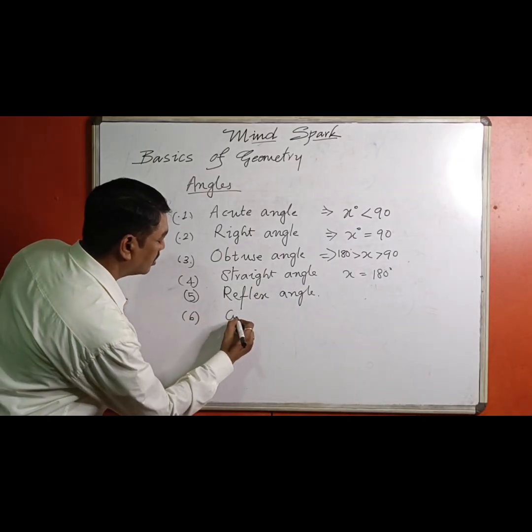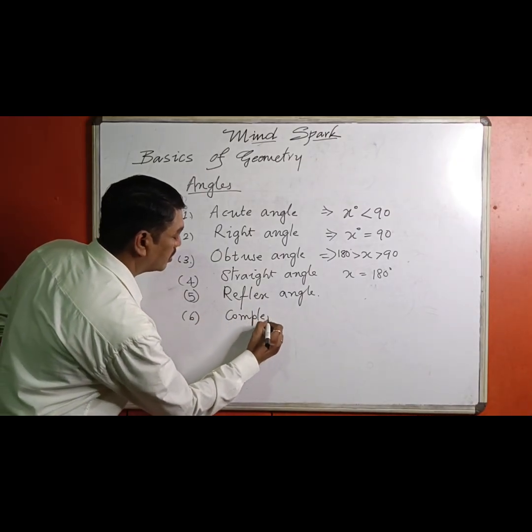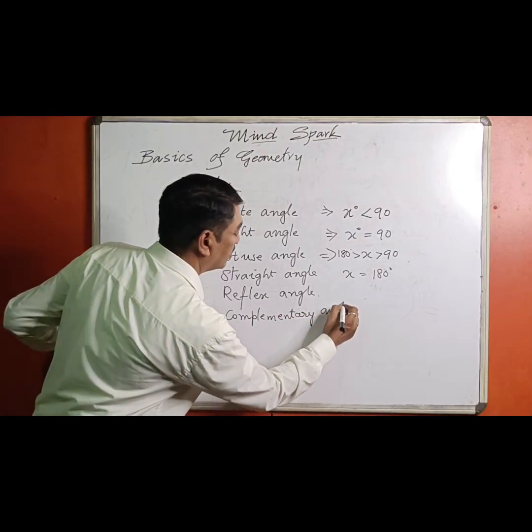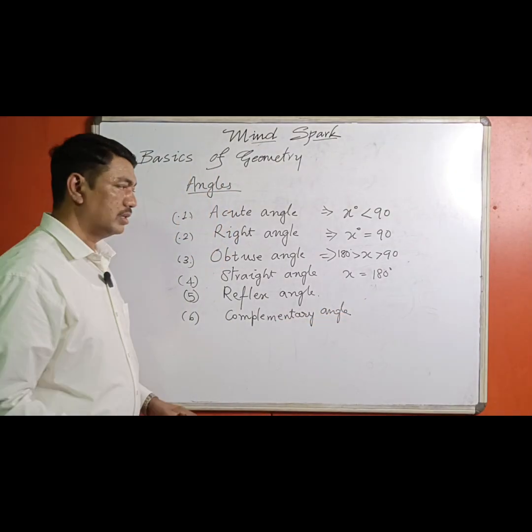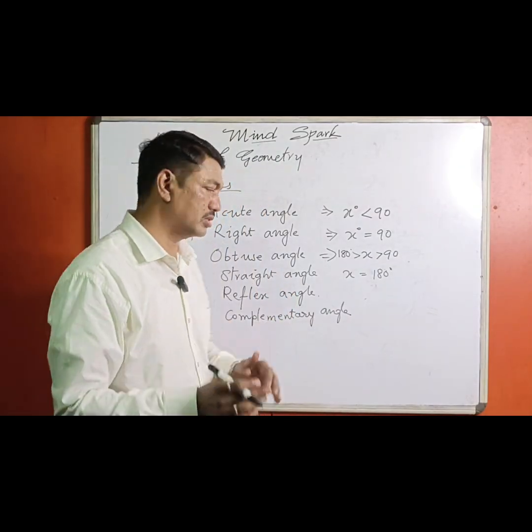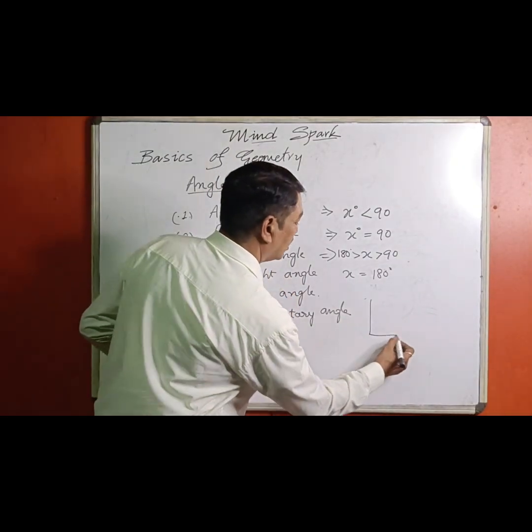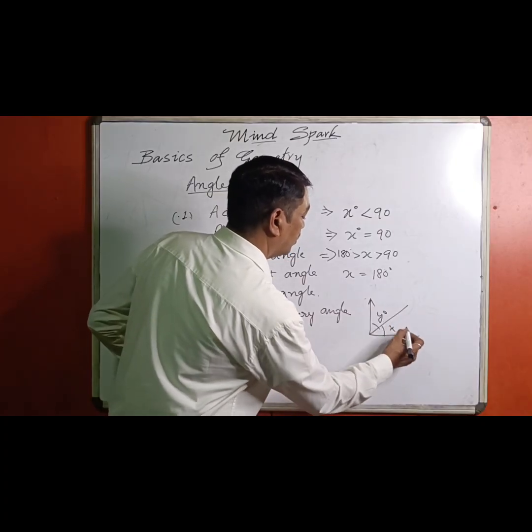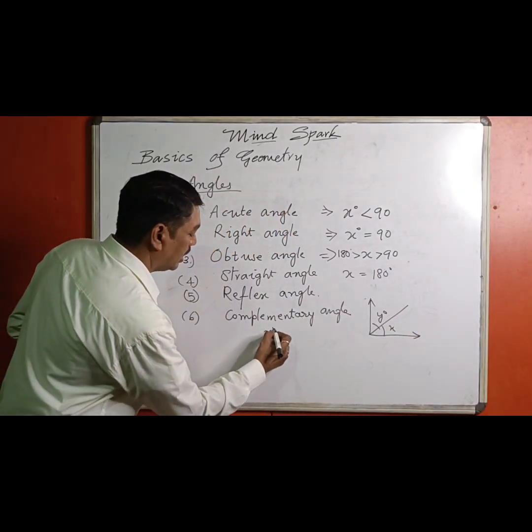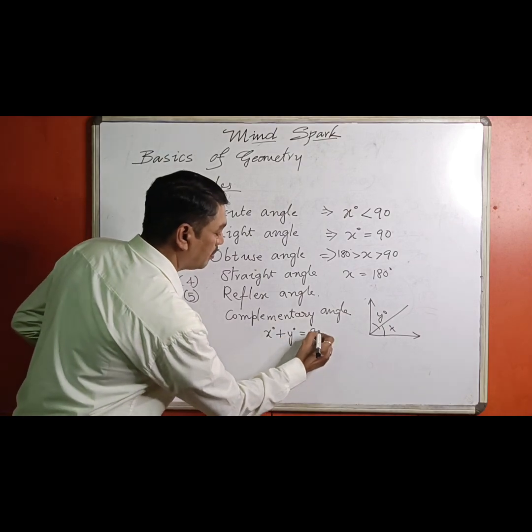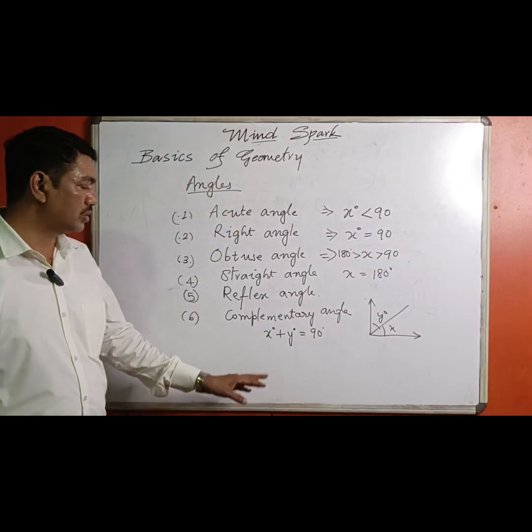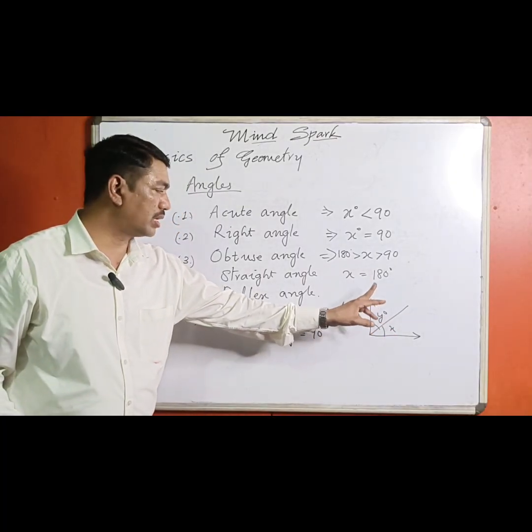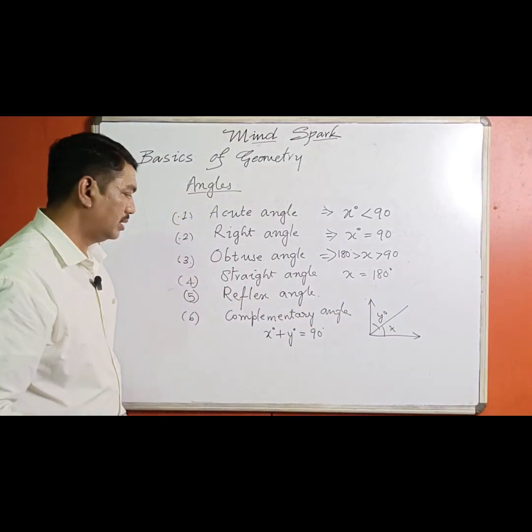Next is complementary angles. What do you mean by that? For complementary angles, the sum of the angles should be 90 degrees. For example, say x degrees and y degrees: x degrees plus y degrees should be equal to 90 degrees. So the complement of x degrees is y degrees, and the complement of y degrees is x degrees.